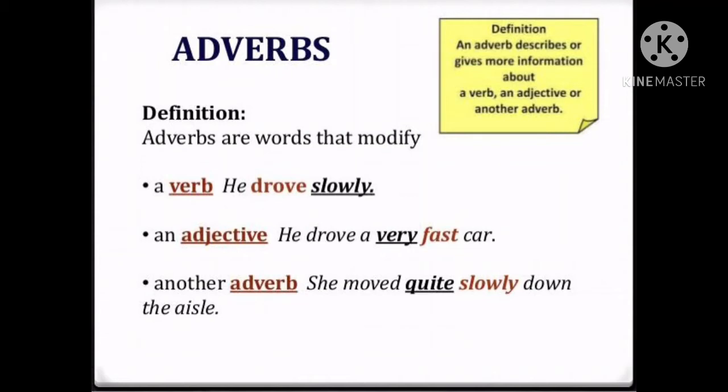So if you look at the first example, it's written, he drove slowly. Now, if you look at the second example, it is written, he drove a very fast car. So, in this sentence, the word very is modifying fast, which is an adjective. Now, if you look at the third example, it is written, she moved quite slowly down the aisle. So, here in this sentence, the word quite is modifying the word slowly, which is itself an adverb. So, in this way, we'll come to know that adverb modifies a verb, an adjective, and another adverb.